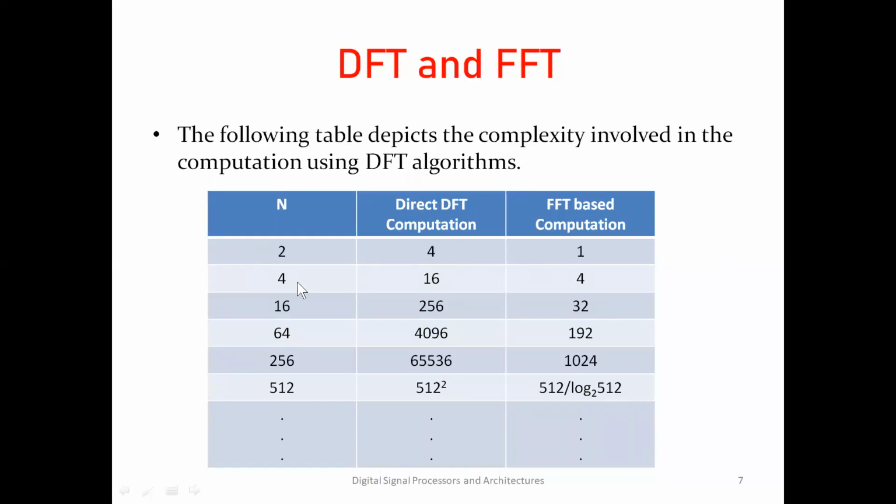Similarly, if you have n as 4, DFT needs 16 and FFT needs 4 computations. So as the number of samples grow, the number of computations you require for DFT and FFT also grow, whereas the number of computations is very much higher in DFT when we compare it with the FFT.